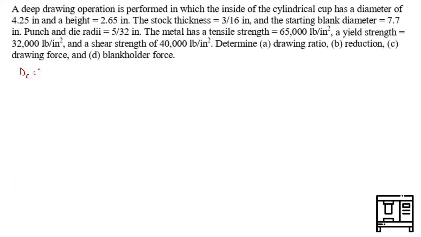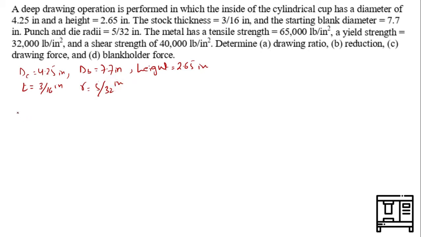So we have the diameter of cup, that is 4.25 inches, and we have the blank diameter that is 7.7 inches, and the height of 2.65 inches. The stock thickness, that is the T, equals 3 by 16 inches, and the starting length number is already right. The punch and the die radii, the small r, we have 5 by 32 inches. So let's check out the drawing ratio here.